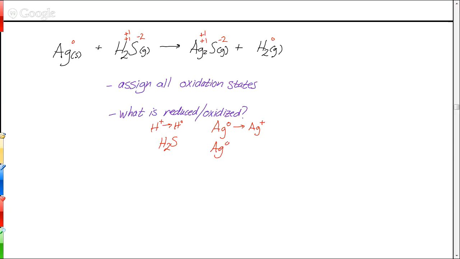Another way that we sometimes write this is we might say that silver, or really without the 0, silver is the reducing agent and H2S is the oxidizing agent. That's really more correct, because the thing is really a molecule together. So even though, yes, it's only the hydrogen atom that's being reduced or oxidized, in this case, it is the compound as a whole that is acting as that.